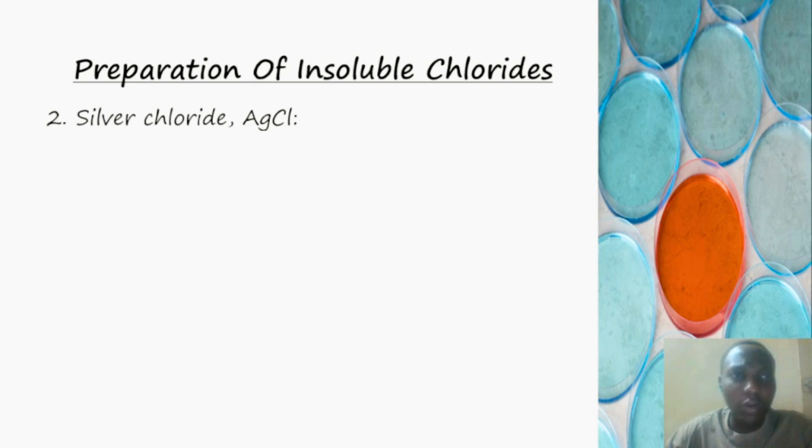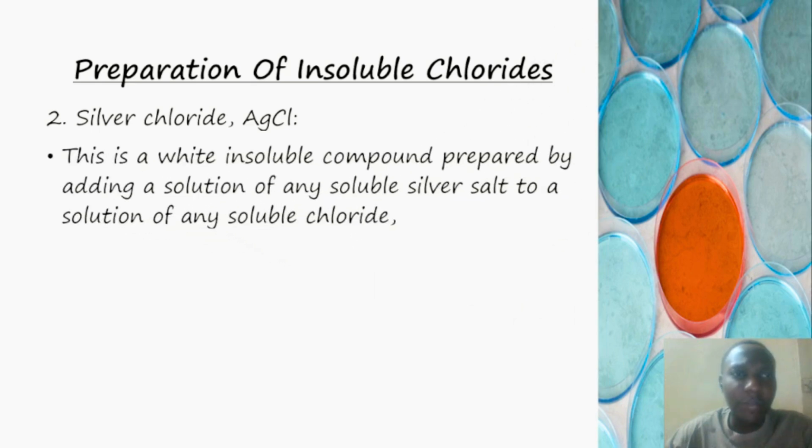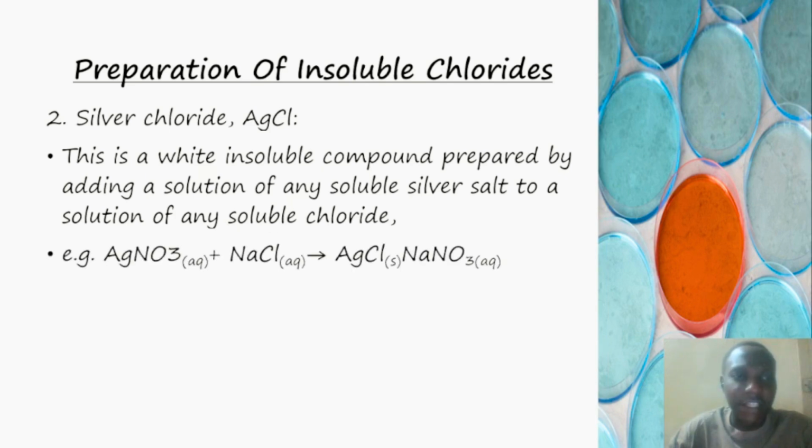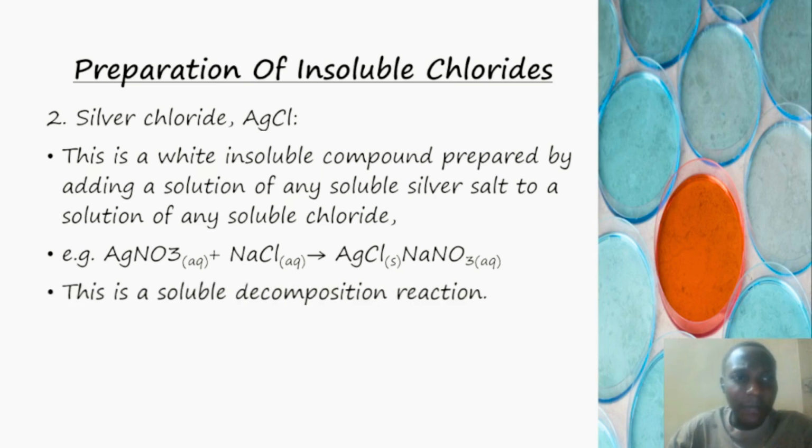The other insoluble chloride, silver chloride, is a white insoluble compound prepared by the action of a solution of a soluble silver salt on a solution of a soluble chloride. As you can see, here is how the reaction occurs. Now, this is just a double decomposition reaction.